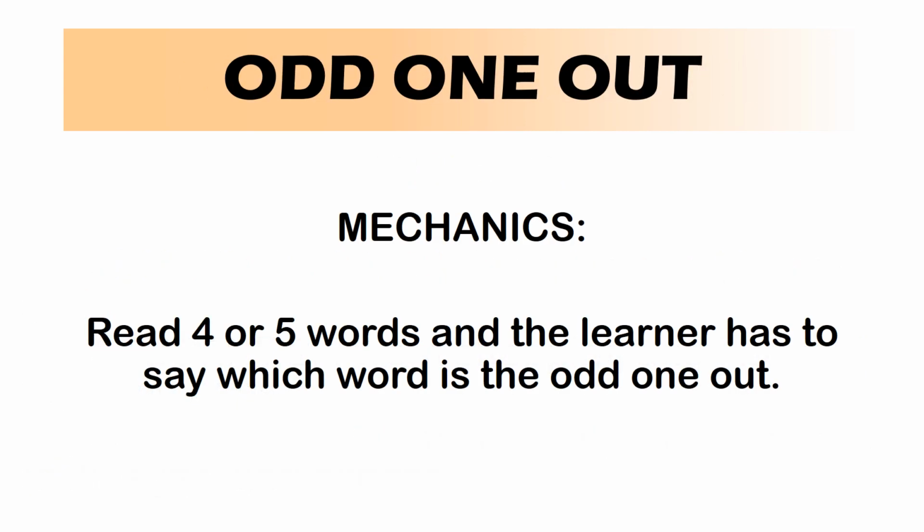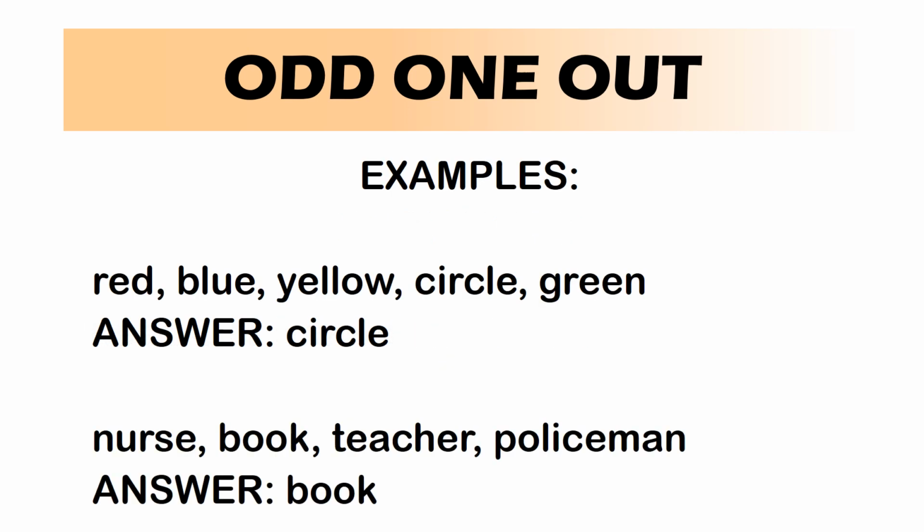Next game is odd one out. Now you can read 4 or 5 words and then the learner has to say which word is the odd one out. Examples. The choice of words are red, blue, yellow, circle, and green. And then the student answers circle because it's different from the group. Then the next choice is nurse, book, teacher, and policeman. And then the student says book.